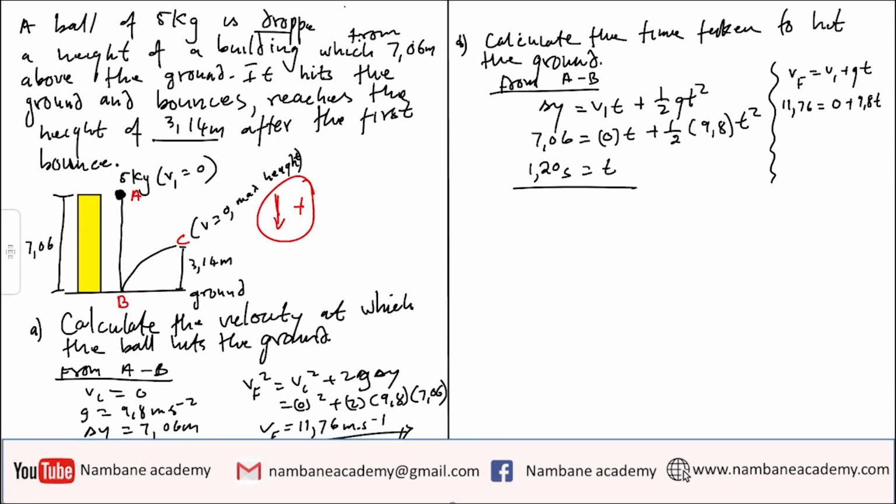11.76 divided by 9.8 gives me exactly t equals 1.2 seconds. Where am I from A to B still? If I am in that region and using the correct data, ladies and gentlemen, there's no way I can get this thing wrong. This is my way to that distinction that we want.